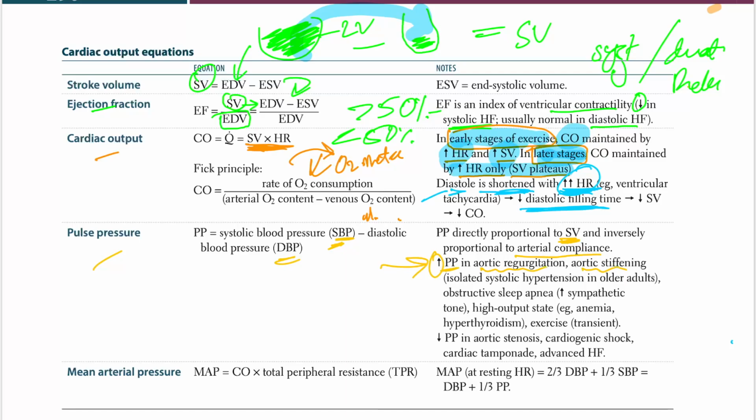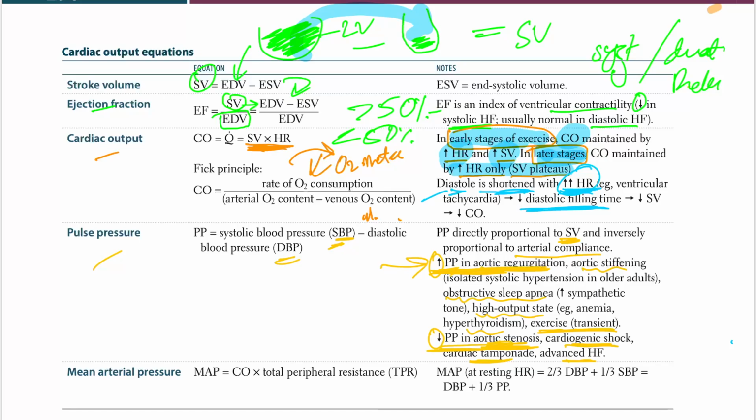isolated systolic hypertension in older adults, OSA, obstructive sleep apnea, increase in sympathetic tone, higher output states, for example anemia, hyperthyroidism, and exercise, which is a transient increase in PP. While decrease in PP is seen in aortic stenosis, cardiogenic shock, cardiac tamponade, and advanced heart failure. Remember this aorta is important: aortic regurg has increase in pulse pressure, while aortic stenosis has decrease in pulse pressure.